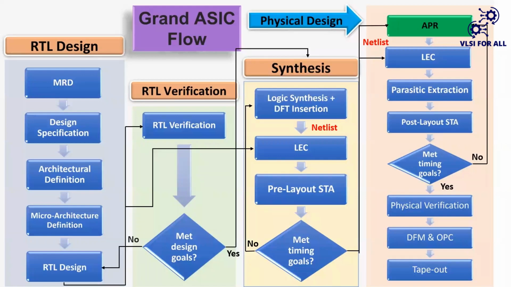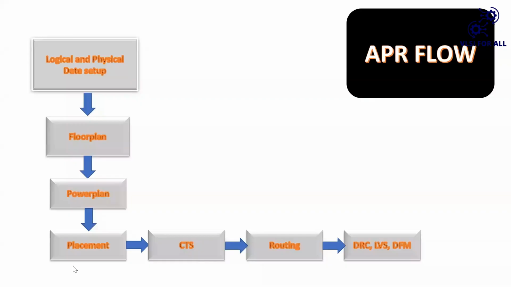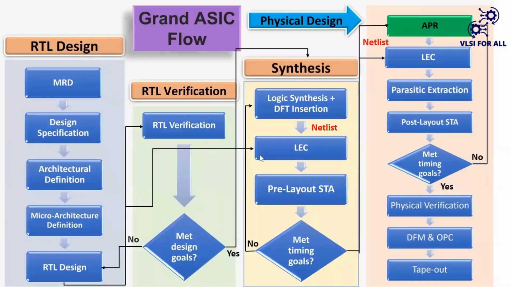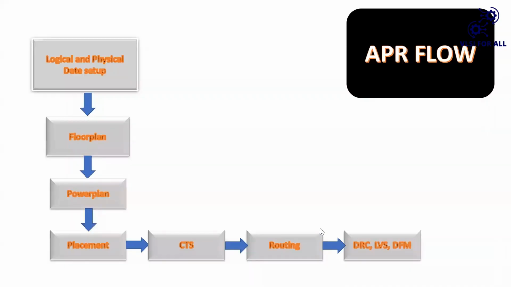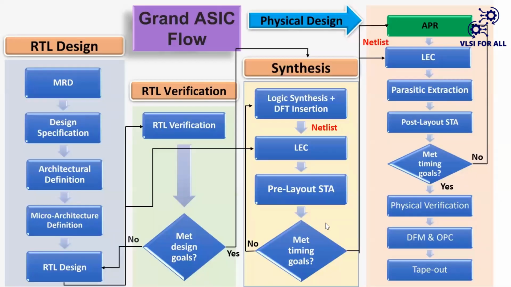In PD, physical design, the first part is the APR flow. APR is nothing but automatic place and route. We don't go deep into APR because it consists of logical and physical design setup, physical data setup, floor plan, everything. So it takes huge time. I will go less deep into this APR flow and then proceed through the whole physical design flow.